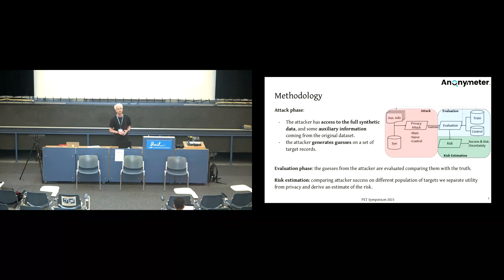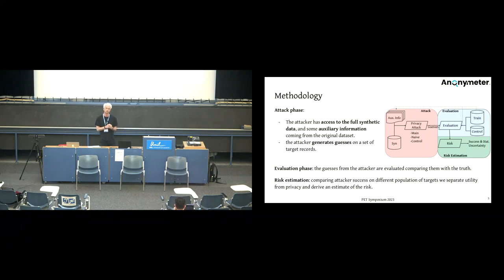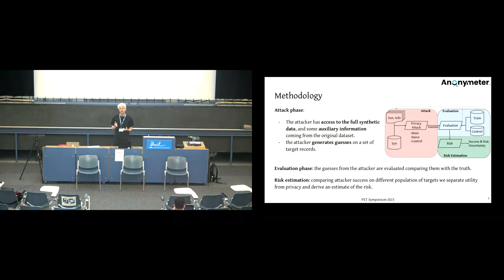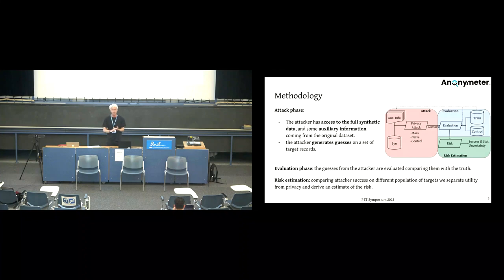So how does it work? There are different attacks for the different types of risks, but the methodology that we use to evaluate the risk is common to all of them. It's divided in three phases: the attack phase, the evaluation phase, and the risk estimation phase. In the attack phase, basically, the attacker is given access to the full synthetic data set and to additional information on a set of targets that comes from the original data set. The additional information is pure, so to speak. It is not noised or uncertain.